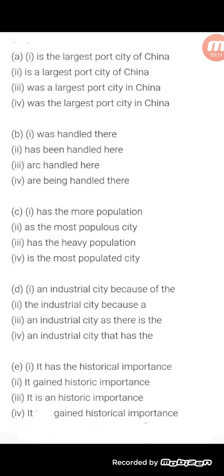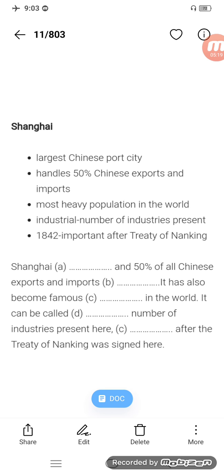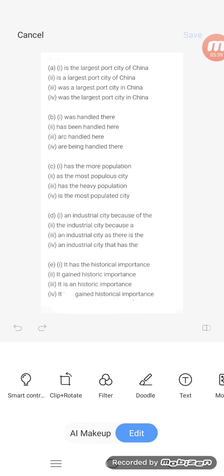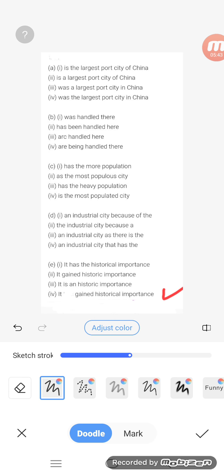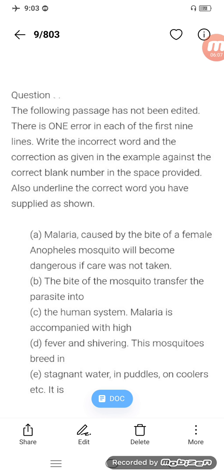Next, go for the dash after the Treaty of Nanking was signed here. So the options are: it has the historical importance, it gained historic importance, it is and historic importance, it gained historical importance. So we are choosing option 4. These are the options, and the correct options are given tick marks. Let's go to the another question.